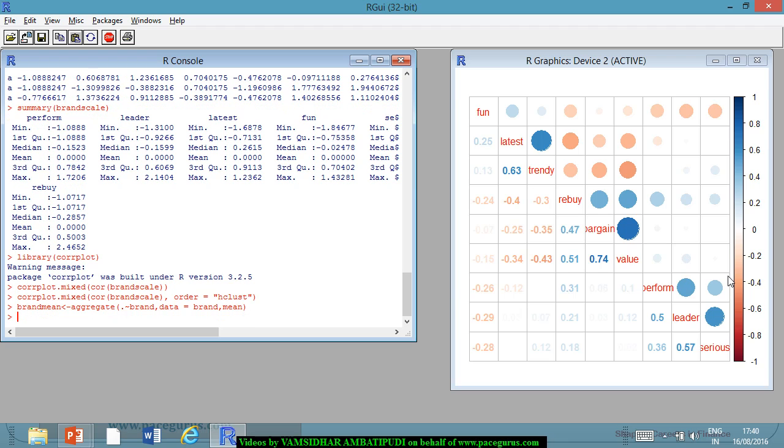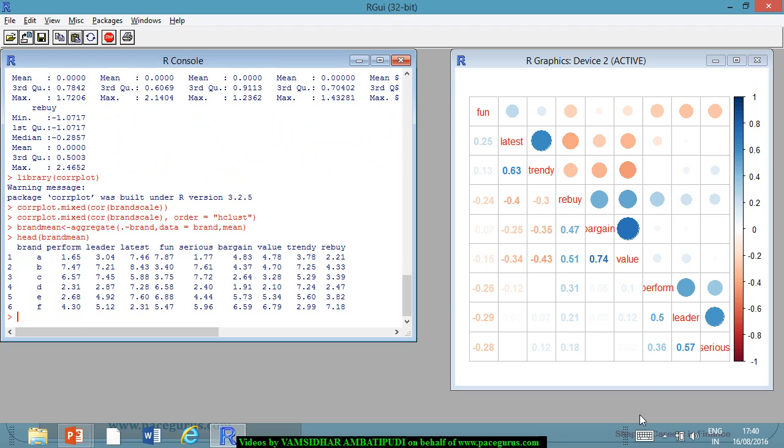From here, I'll get a head of my brand mean. So I've got the brand means. I can very well make this the row headings again, so row names of this particular brand.mean. Instead of A, B, C, D, I'll set the row names as brand.mean$brand.